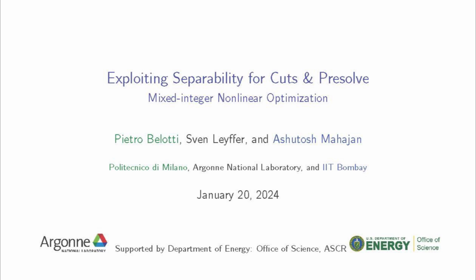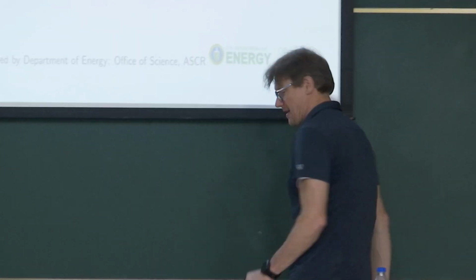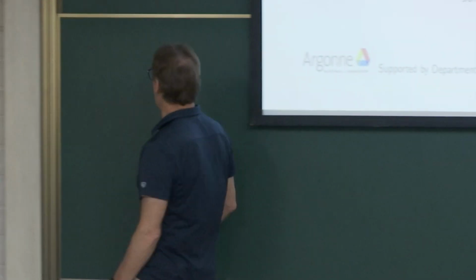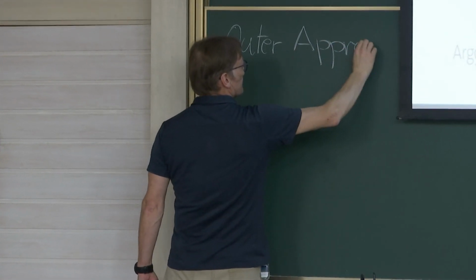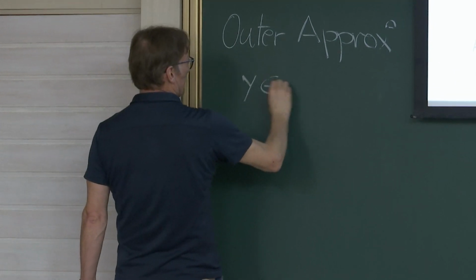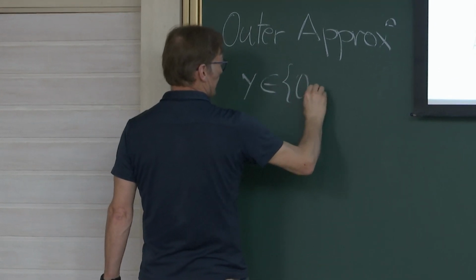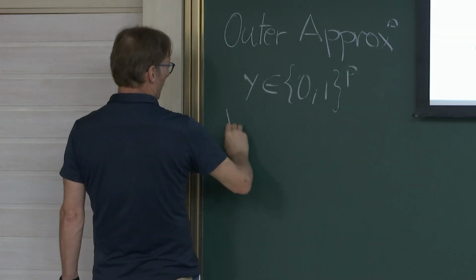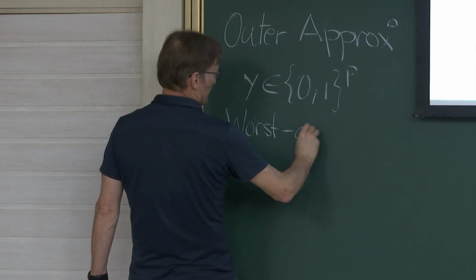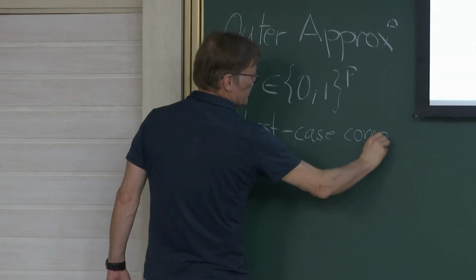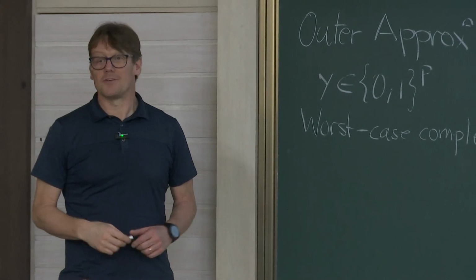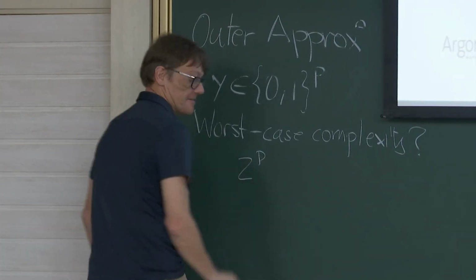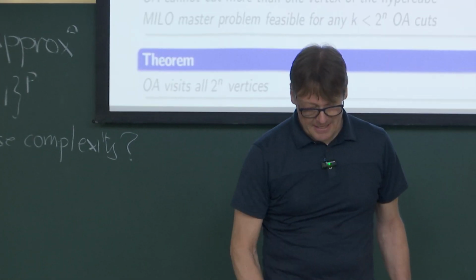One quick question. What do you think is the worst case complexity of outer approximation? So quick informal test. We have outer approximation, that was one of the algorithms, and let's say we have n or p binary variables. What do you think is the worst case complexity? Anybody? What? 2 to the power p. Excellent. Good. So you can now ignore the next 3 slides.